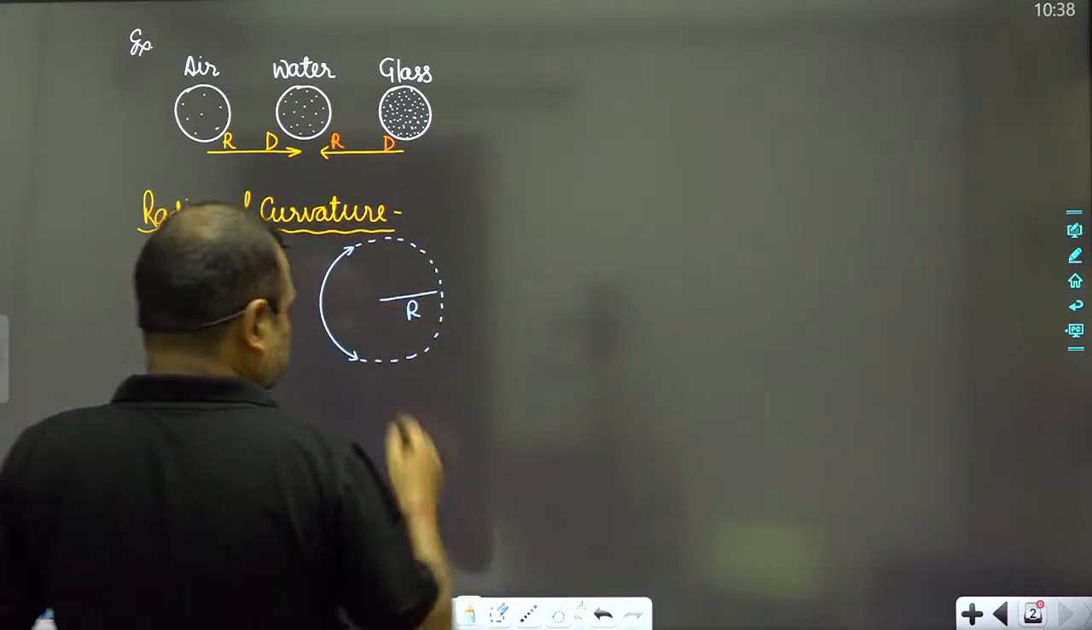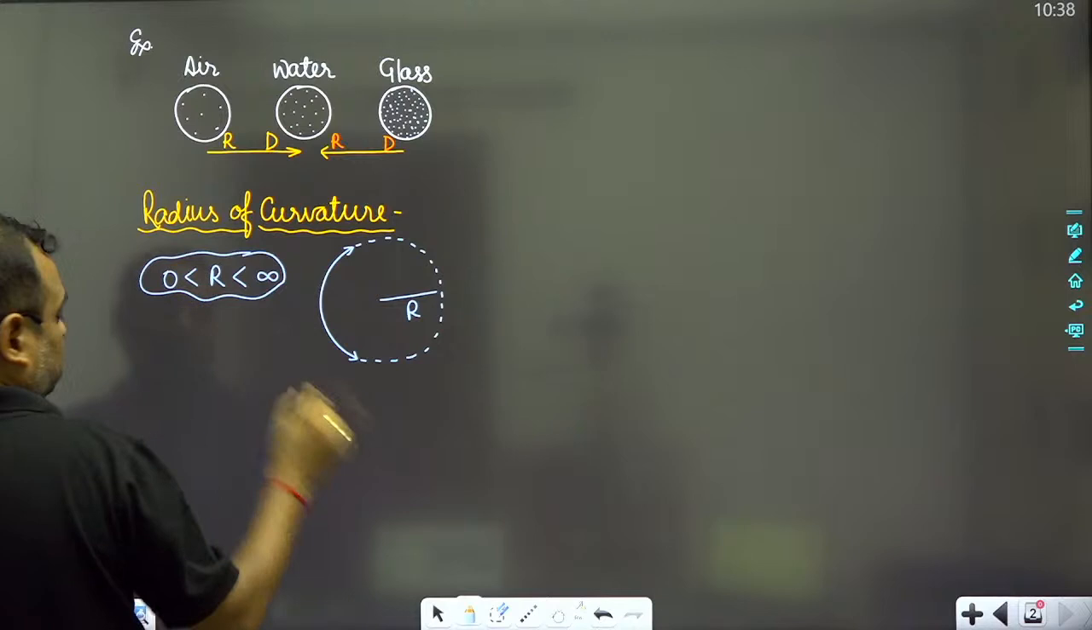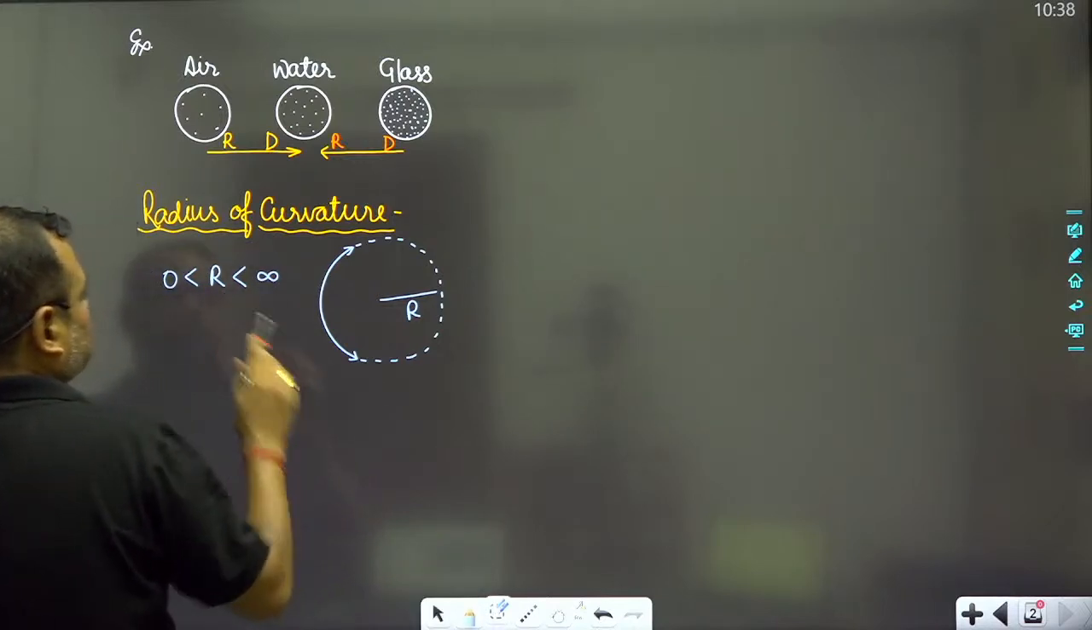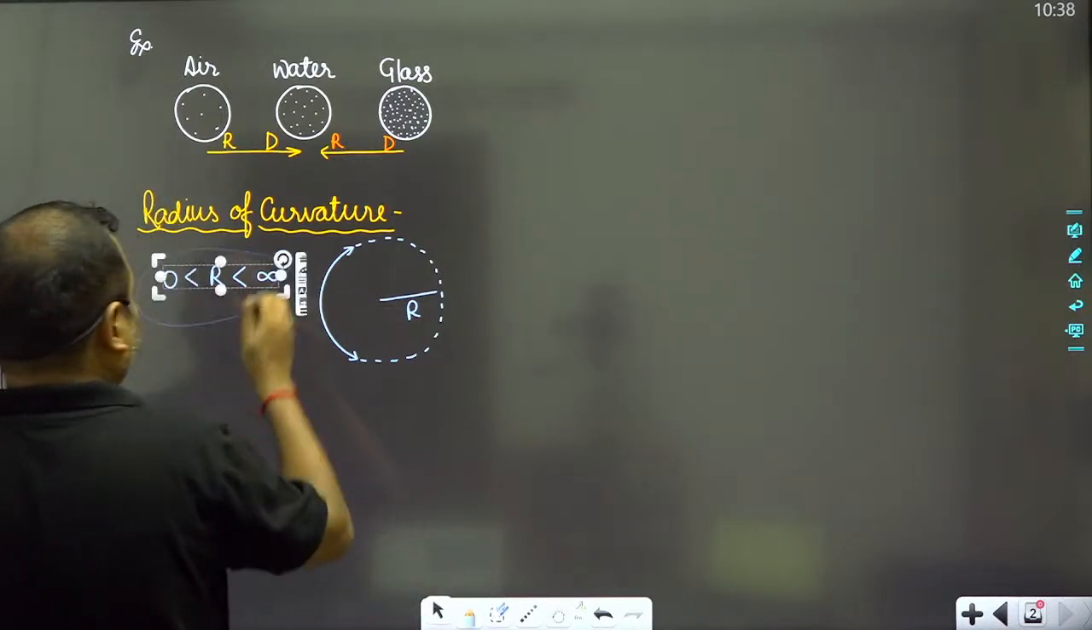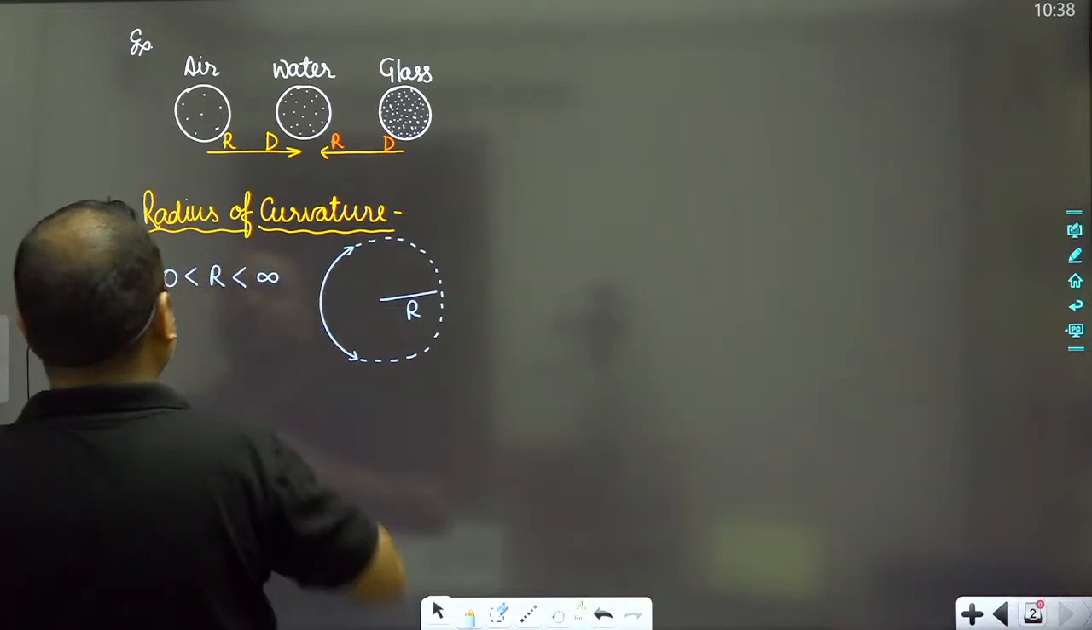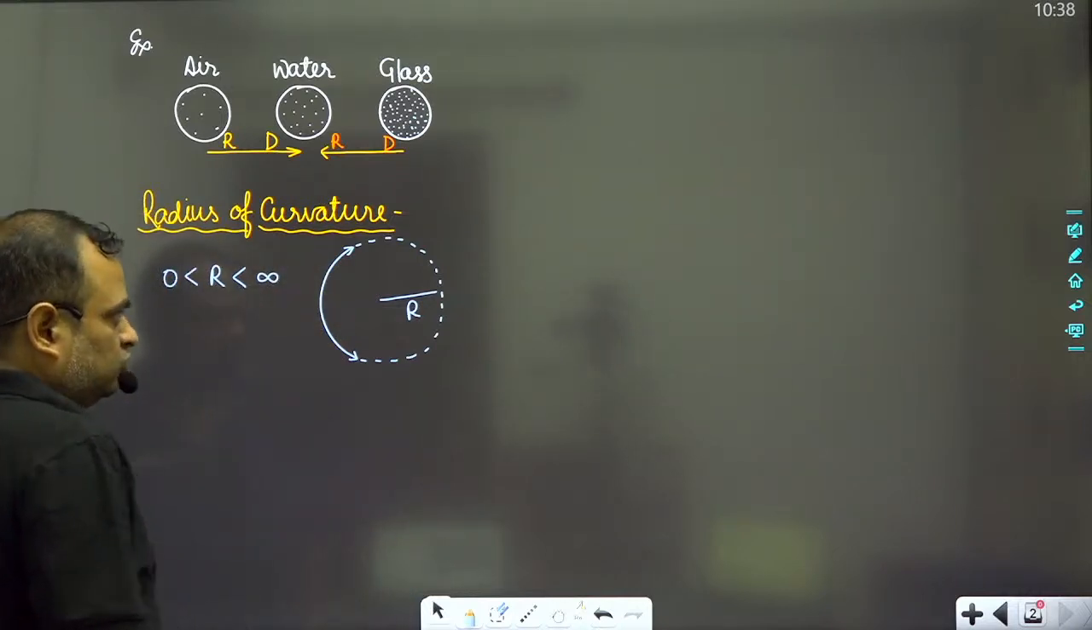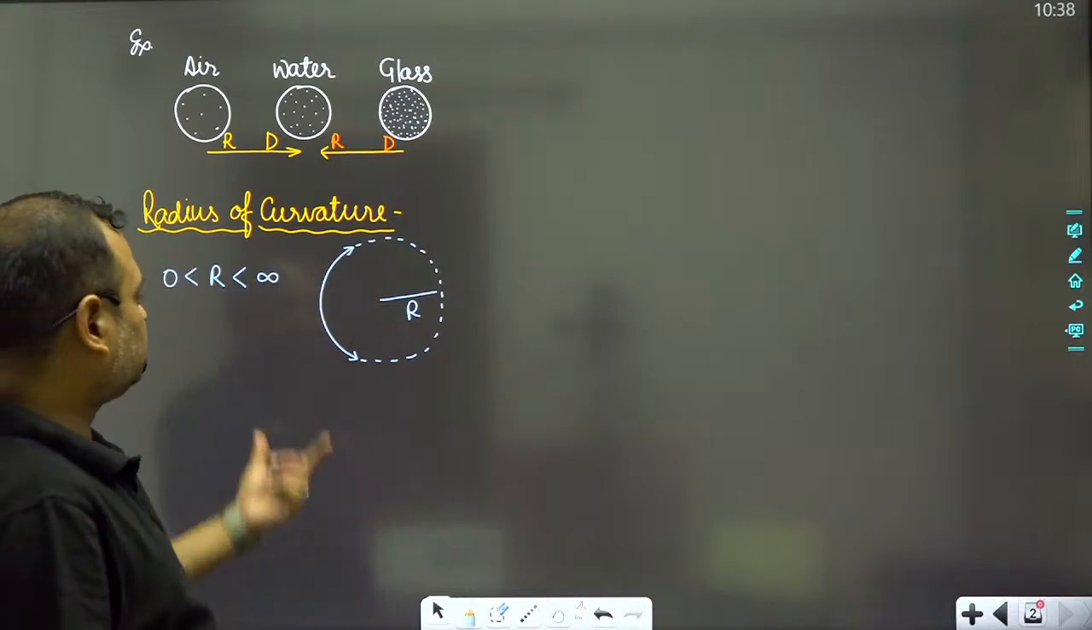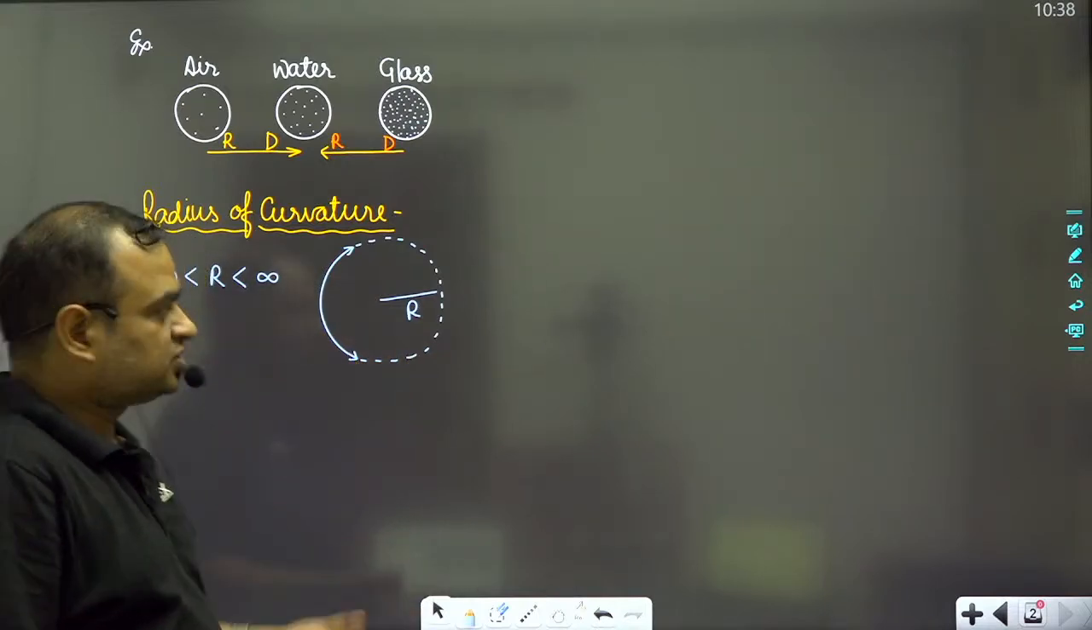Hence here r is less than infinity but greater than 0. So there is a geometrical method to find out the radius of curvature of this curve.